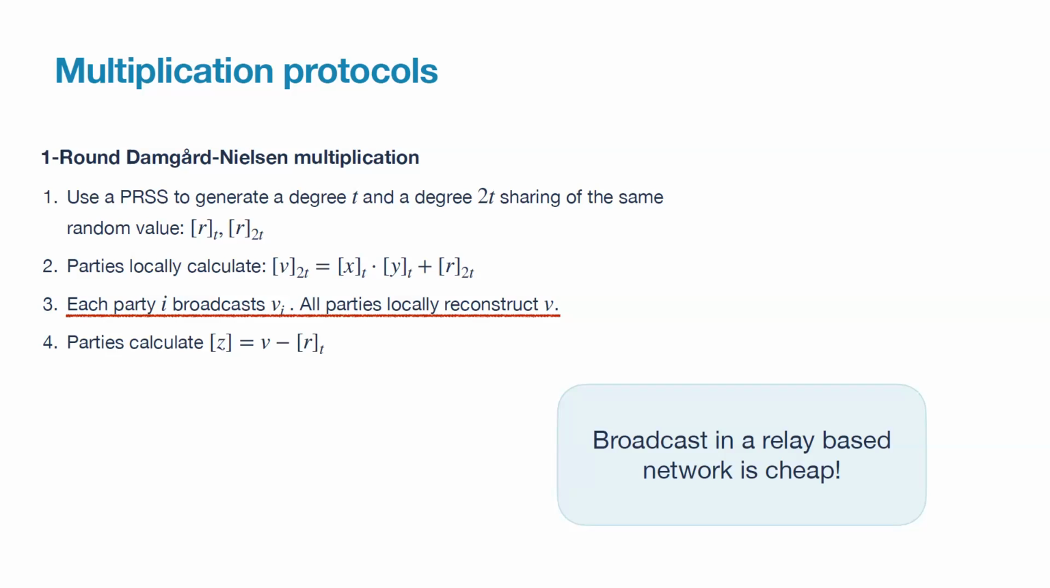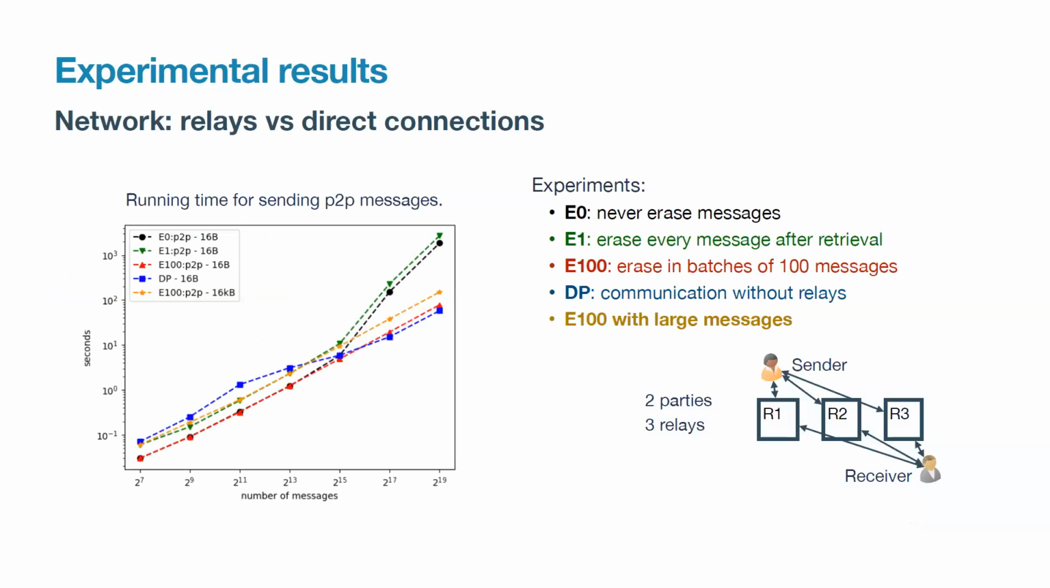Okay, then we also implemented our MPC protocol to check if it is indeed efficient. And the first thing we wanted to check is the overhead that is introduced by using relays for the communication. So we did several experiments. I will show you some of them. We did some experiments where we sent an increasing number of messages, and this graph is on a logarithmic scale.